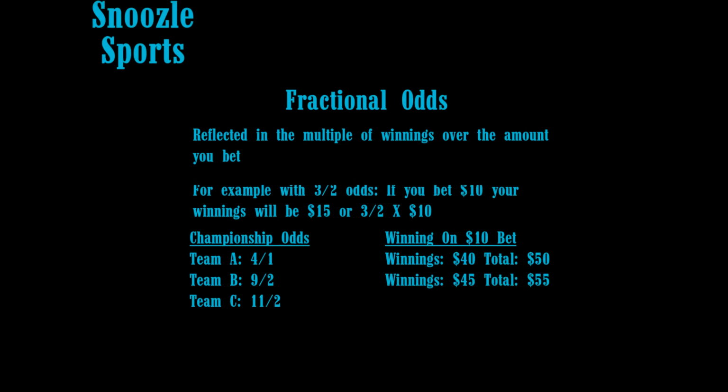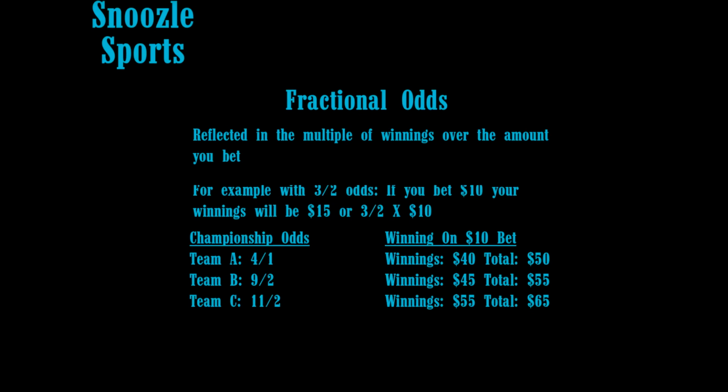For 9 to 2 odds, you get $45 back plus what you bet, so you get $55 in total. I calculated the $45 by calculating 10 times 9 divided by 2, which is 4.5, and 10 times 4.5 is 45. And then 11 to 2 odds would be $55 back, so a total of $65. I calculated that by 11 divided by 2, which is 5.5. 5.5 times 10 is your total bet return.